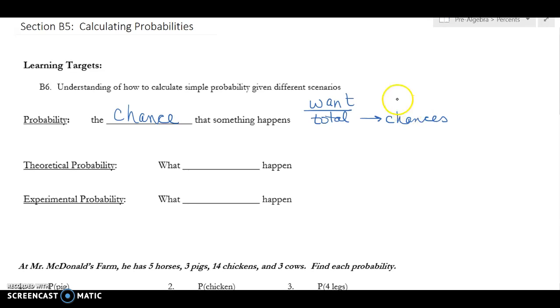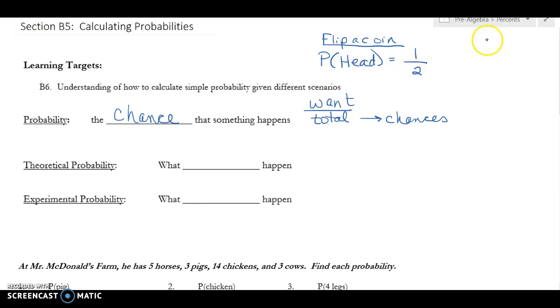Some common examples that you'll have: if you flip a coin, and I want the probability of a head, that's what it looks like when I have a capital P. Well, on a coin, there's one head, and there's two options. It's heads or tails, so the probability of flipping a head on a coin is 1/2.